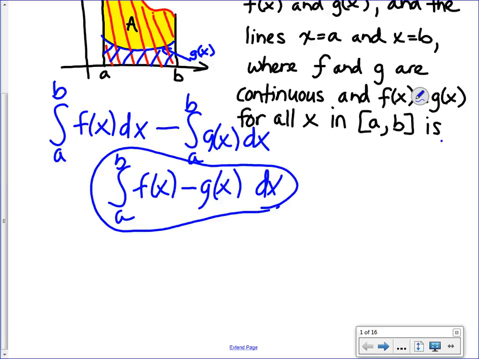So the key to this, you're basically just going to set up a definite integral and you're going to subtract your two functions. But you always want to keep it in the order upper minus lower. You want f of x to be the upper function, meaning above the other, and g of x to be the lower function, okay? So an easy way to remember this is just upper minus lower.